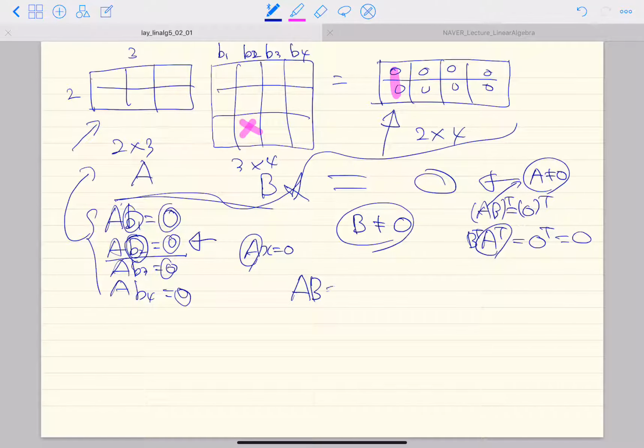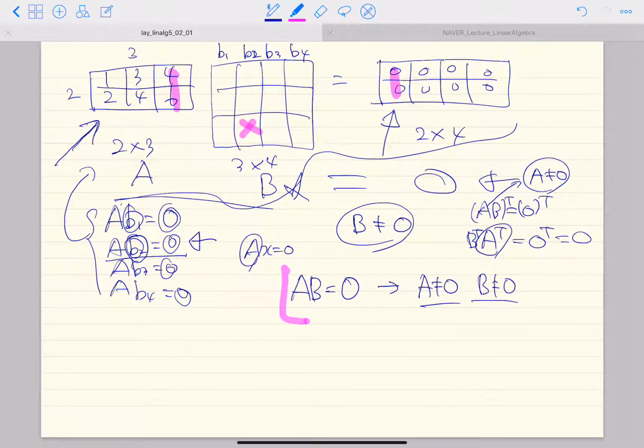Okay, so in conclusion, if AB is equal to 0, but A is non-zero and B is also non-zero, then as long as A has a free variable, it doesn't need to be completely a zero matrix, right? So for example, 1, 2, 3, 4, 4, 6. This has linearly dependent columns, because I formed the third column as the sum of the previous 2 columns. So this is one particular example of having linearly dependent columns, and of course this matrix is non-zero, right? So A is non-zero, and also B is non-zero, right? So if we satisfy this condition, what does that mean? The matrix A will have a free variable, or have linearly dependent columns.